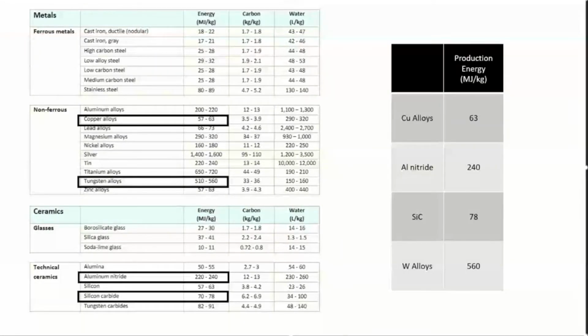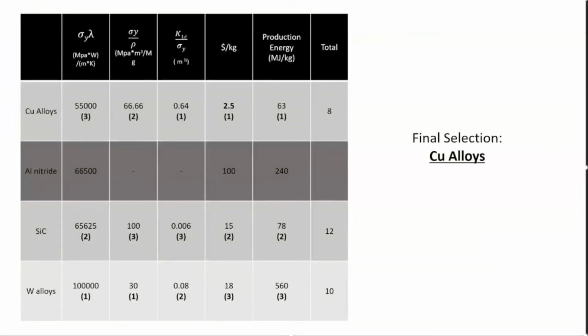And to consider the embodied energy, I took this straight from the notes as well. And again, copper alloys come on top, so it's clear what's the best material choice for our rocket nozzle. So this is all the values put into one chart. All I did was rank them from first to last. And the idea is that if you come on top, you have the least amount of points. And it's very obvious that copper alloys is the best choice material for this application.